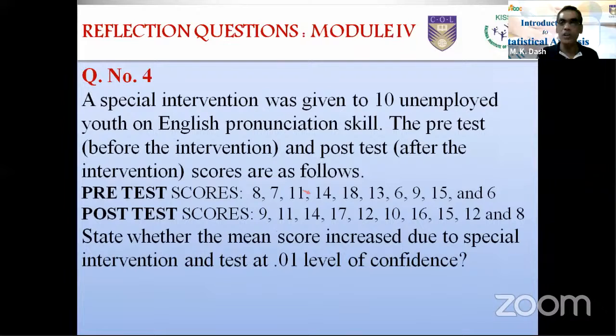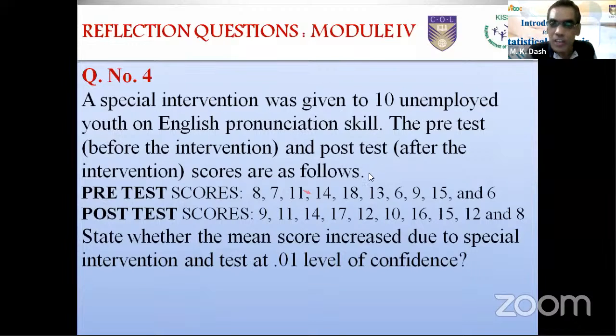Okay. Now coming to question number 4. This is our question number 4. Look into the question. As a teacher, as a researcher, we used to do this. We should also find the significance of various methods we have been implementing in our schools, colleges and universities. So a special intervention was given to 10 unemployed youth in English pronunciation skill. A pre-test was made before the intervention, and a post-test was made after the intervention.